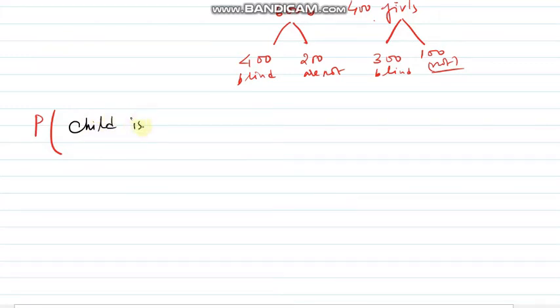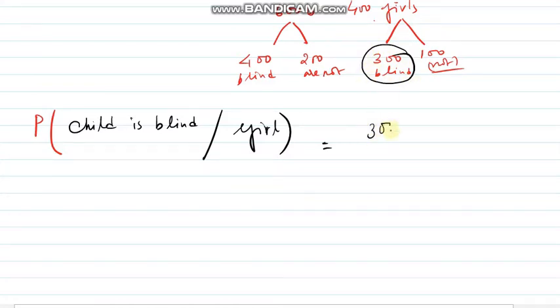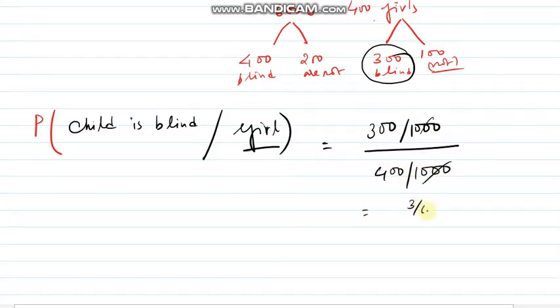Okay. So the first question I am asking: what is the probability that the child is blind given that the child is a girl? So the probability of a blind girl: first, how many blind girls are there? This 300. So the probability of a blind girl will be 300 divided by 1000. And what is the probability of a girl? That is 400 divided by 1000. So the answer will be 3 divided by 4.